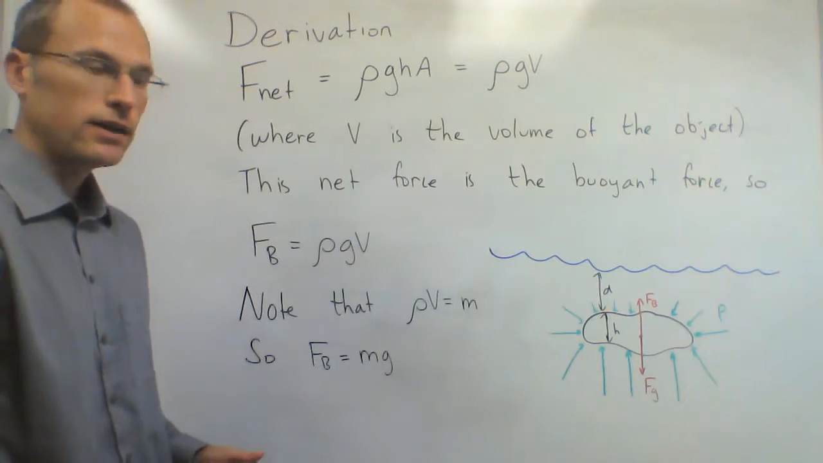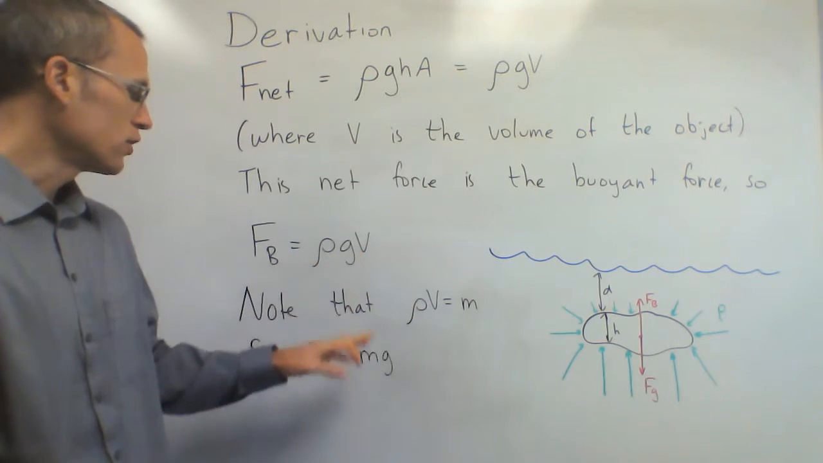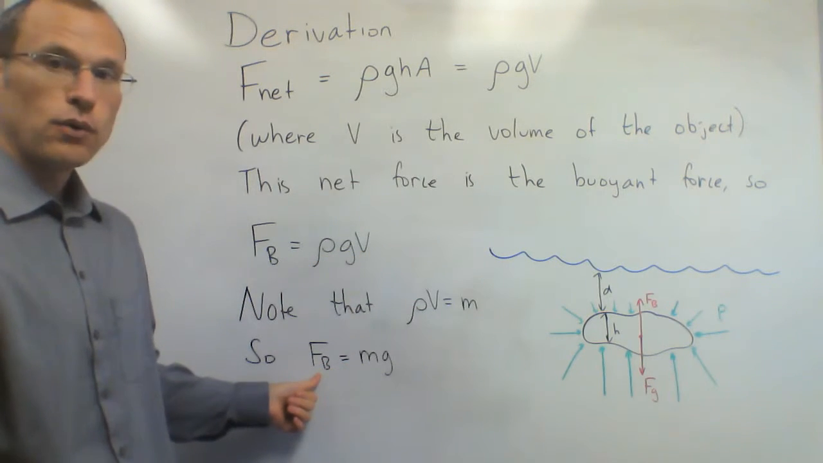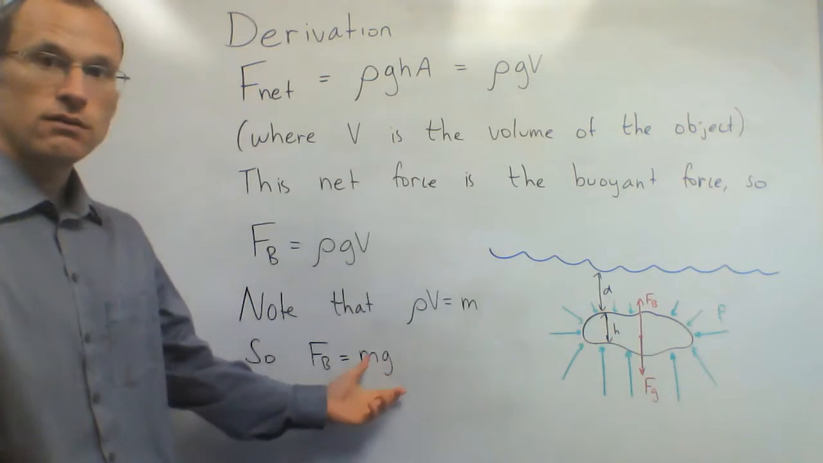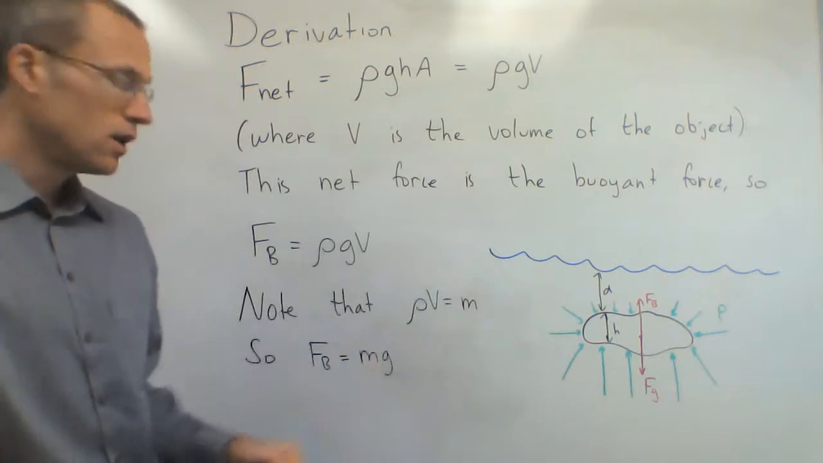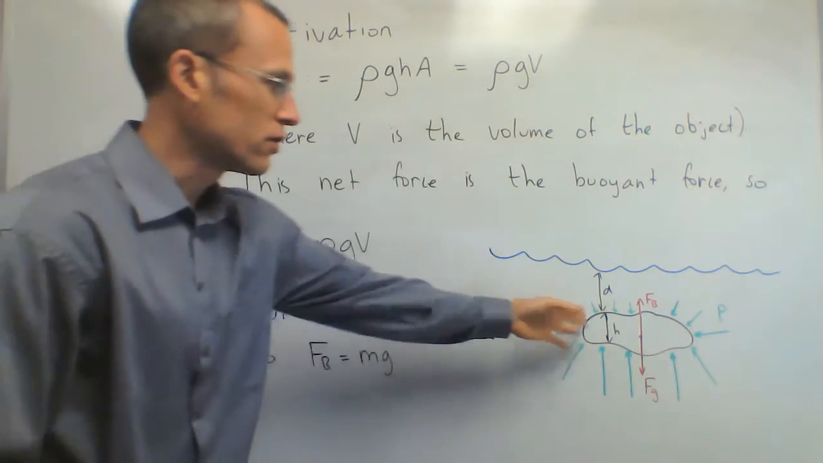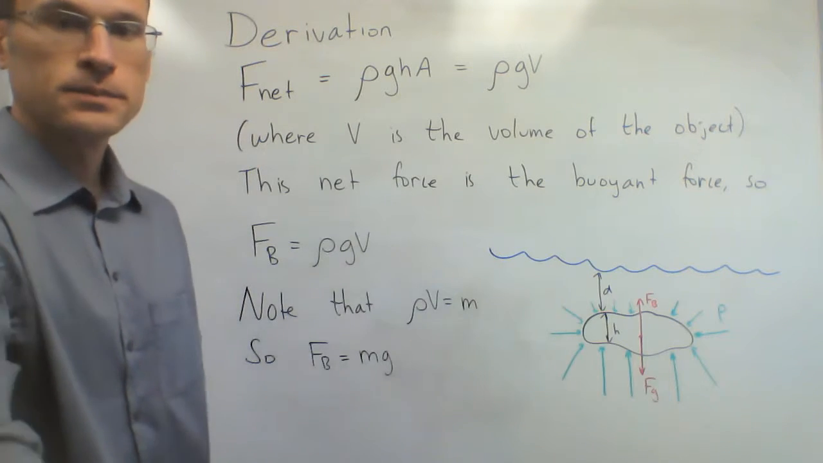And then note that density times volume is actually a mass. So my buoyant force is actually m times g, that's a weight. Remember, this density is the density of the fluid, so the buoyant force is equal to the weight that would be here if the object wasn't.